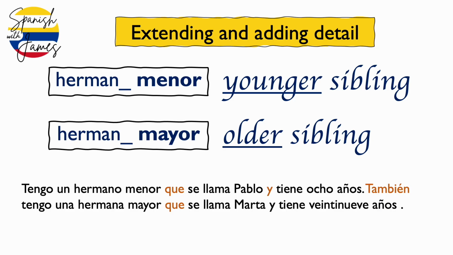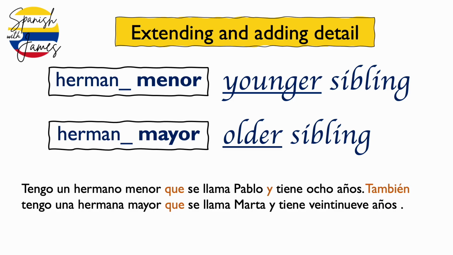Tengo un hermano menor que se llama Pablo y tiene 8 años. También tengo una hermana mayor que se llama Marta y tiene 29 años. If you need to pause the video to translate that, please do so now, and then when you're ready, push play. Okay, so let's go through. We should have, I have a younger brother who's called Pablo, and he's 8 years old. I also have an older sister who's called Marta, and she's 29 years old.